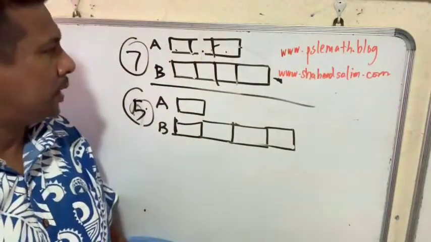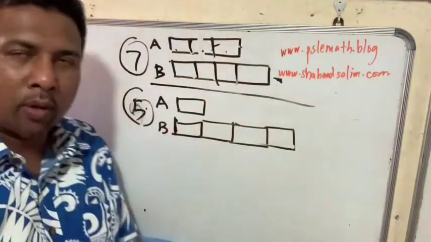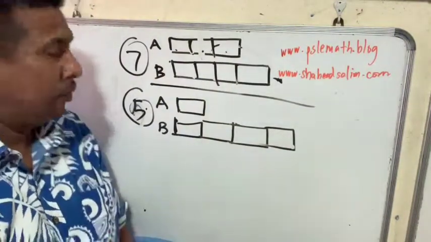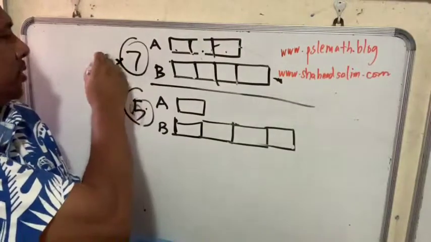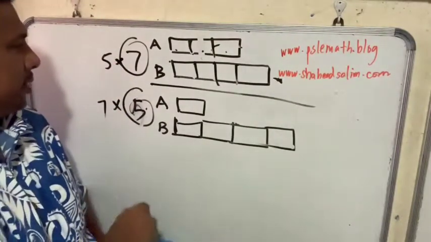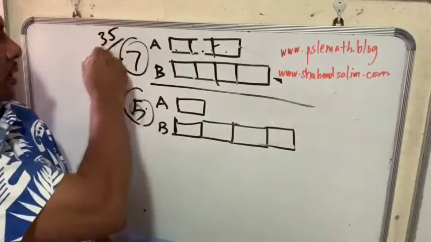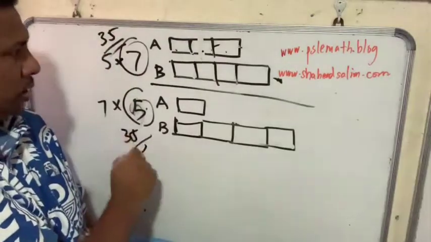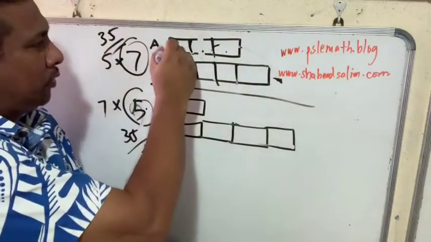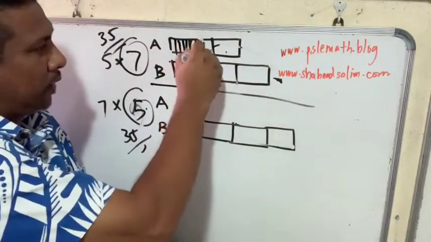So the only way to do this is for me to find the lowest common multiple for both numbers. So in this case, I'll times this by 5, I'll times this by 7. So I'll get 35 units here, and 35 units here. Now watch. So every unit I will divide into 5 parts.